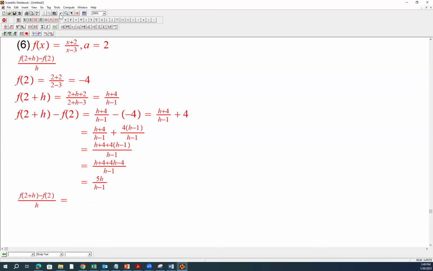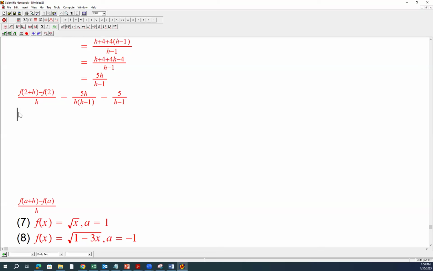And, reducing. So this h minus 1, take away this h minus 1. So the top is just 5 times h. And then what? h and h will be reduced. So we will have 5 over h minus 1. Finished. Okay, so this is number 6. Let's look at number 7.